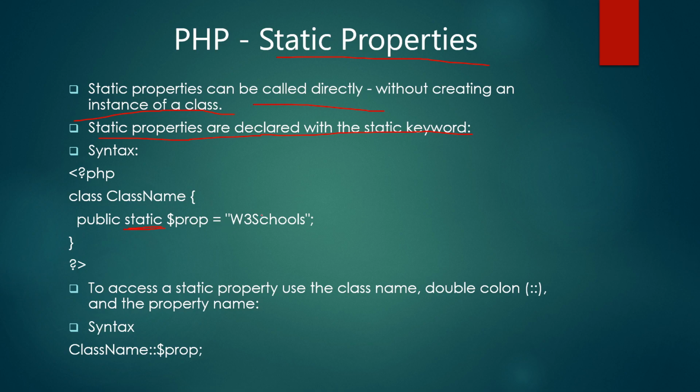Now to access a static property, use the class name, double colon, and the property name. Through this way we can access a static property. No need to create the object of the class in the case of a static property. So the syntax is we give the class name, in this case our class name, then the scope resolution operator. Double colon is called the scope resolution operator. And then we have the property name, that is $prop. So I can simply echo out that.